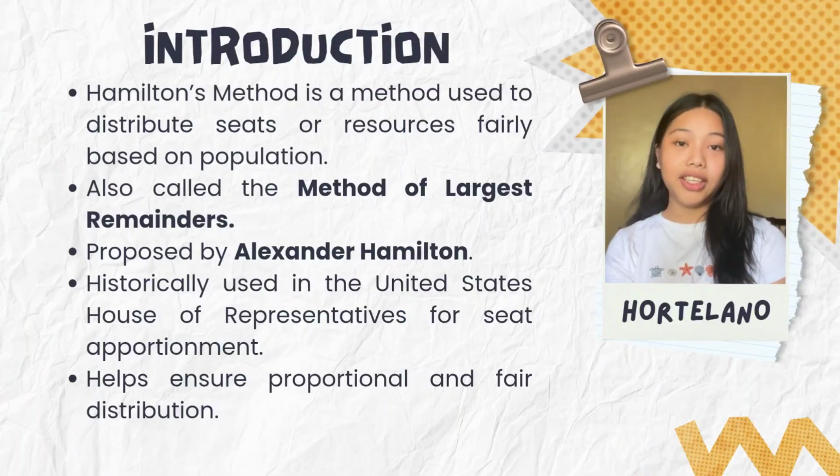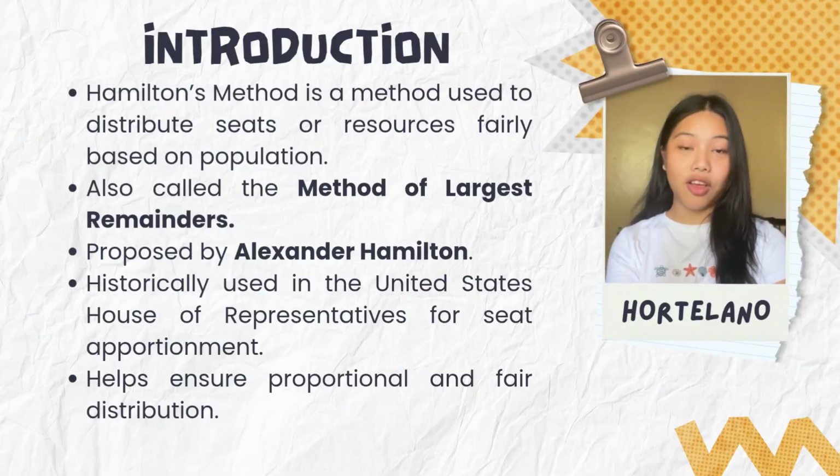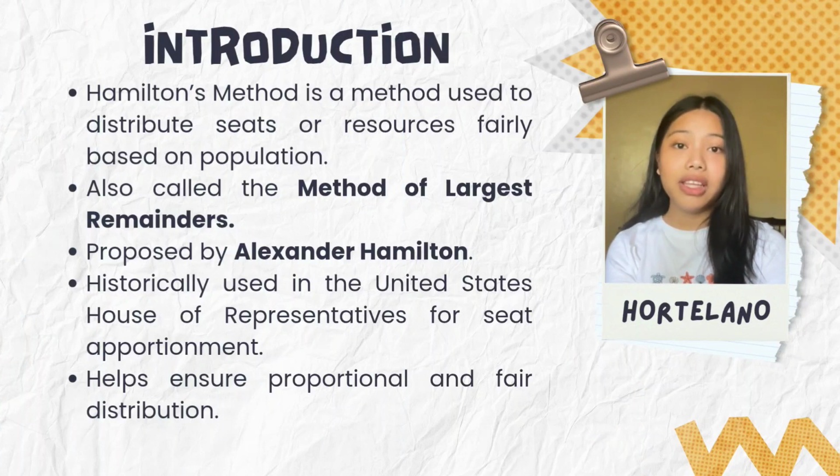Good day, everyone. Today we will be discussing Hamilton's method, also known as the method of largest remainders. This method is used in mathematics to fairly distribute or apportion a fixed number of seats or resources among different groups based on their population. It became one of the earliest methods used to determine how seats in the United States House of Representatives could be fairly divided among states according to their population.